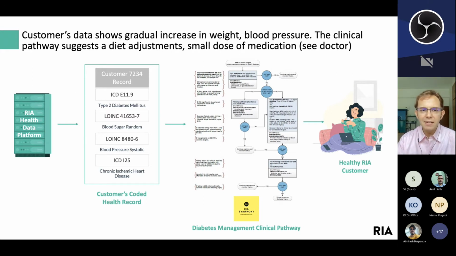So having this standardized health data, which is fairly universal because it's using the same coding standards, allows us and others to use these kinds of models, use these clinical pathways. The one you see here is actually one we have pulled from an international organization, and allows us to then drive intervention in healthcare. So for example, if someone shows an increase in weight, blood pressure, perhaps this pathway may suggest an adjustment in the diet or a change in medication, thereby obviously trying to make a customer healthier.